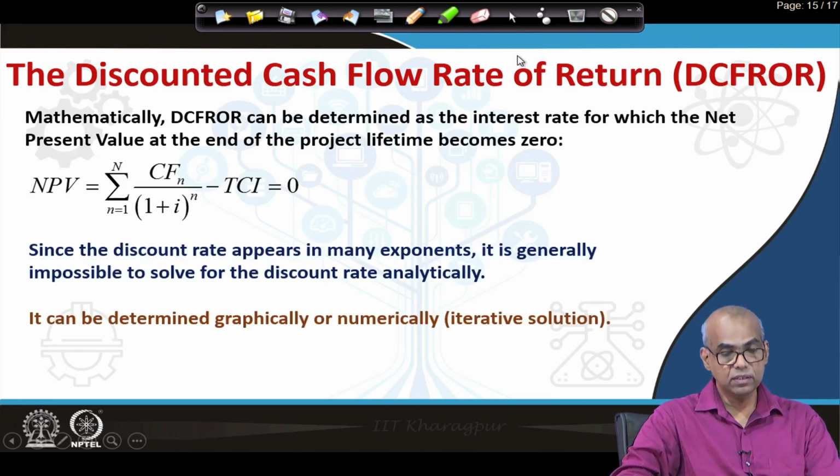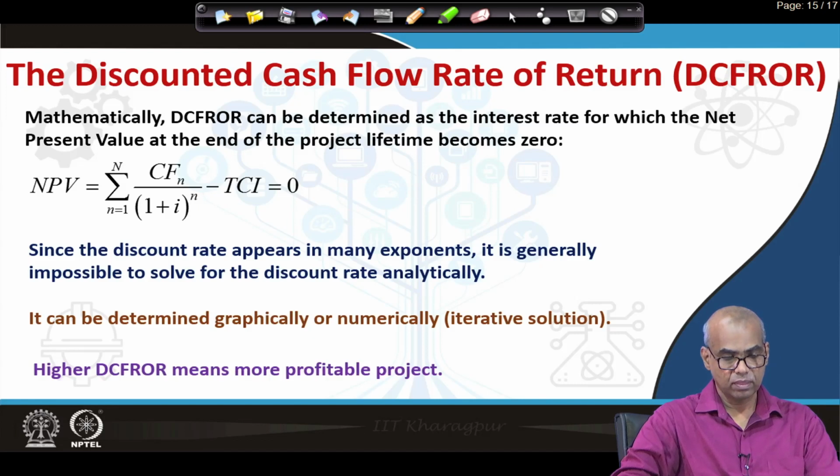Now, if you look at this equation, the discount rate appears in many exponents in the denominator. It is a highly nonlinear equation. It is generally impossible to solve this equation analytically. So, usually you have to solve it numerically or graphically. When you solve it numerically, an iterative procedure has to be adopted.